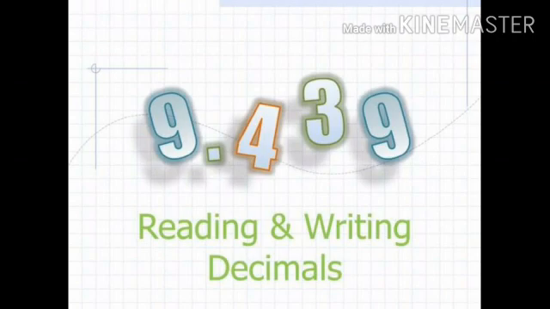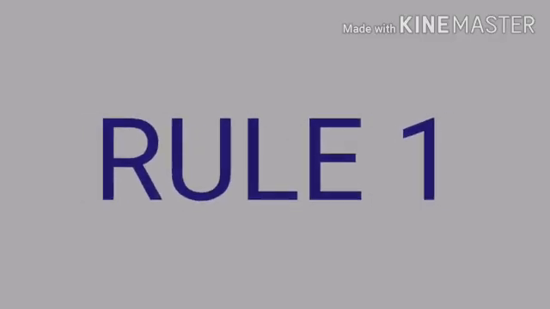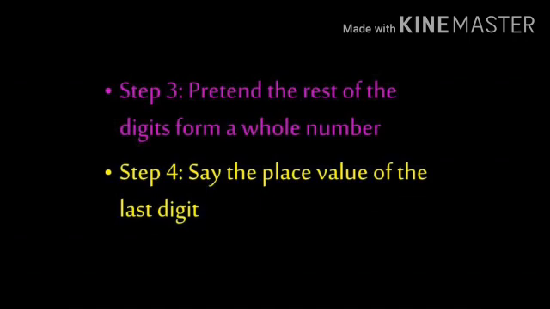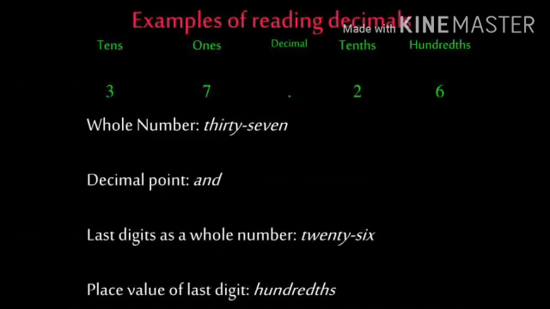Next topic is reading and writing decimals. There are two rules to read or write a decimal number. Rule 1. How do you read decimals? Step 1. Read the whole number part if there is one. Step 2. Read the decimal point as 'and'. Step 3. Pretend the rest of the digits form a number. Step 4. Say the place value of the last digit.